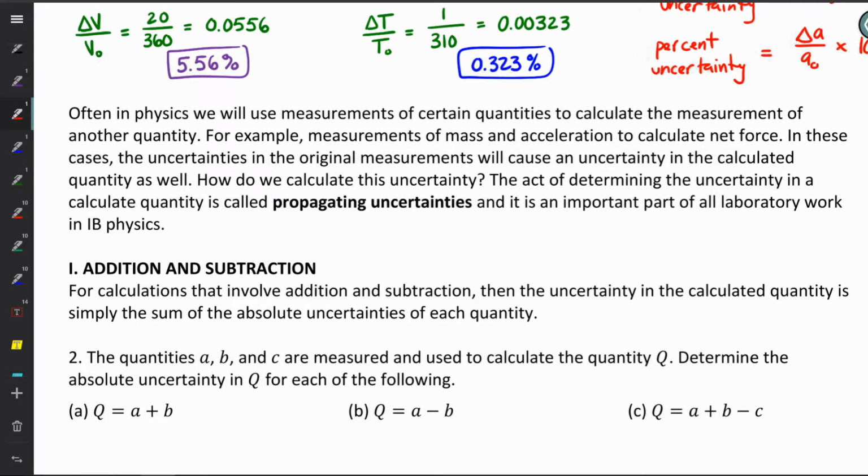Often in physics, we use measurements of certain quantities to calculate the measurement of another quantity. For example, measurements of mass and acceleration to calculate net force. In these cases, the uncertainties in the original measurements will cause an uncertainty in the calculated quantity as well. How do we calculate this uncertainty? The act of determining the uncertainty in a calculated quantity is called propagating uncertainties, and it is an important part of all laboratory work in IB physics.